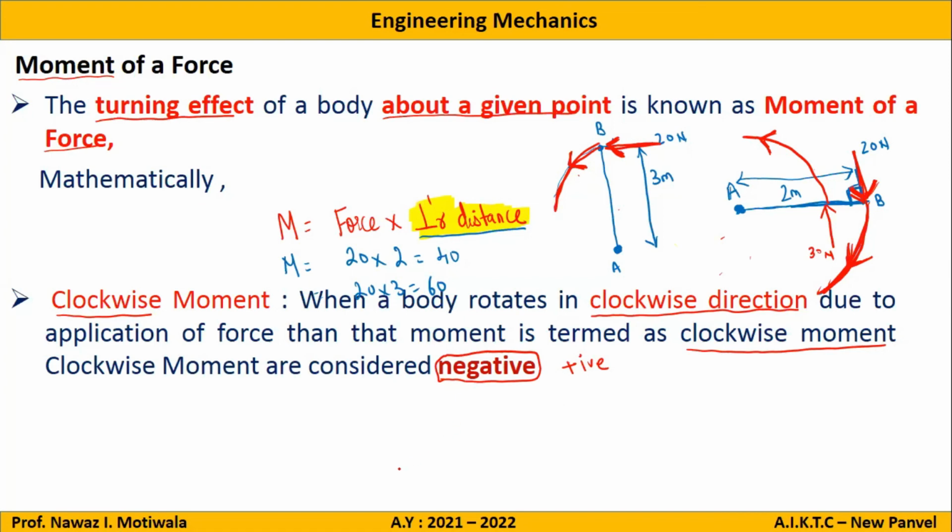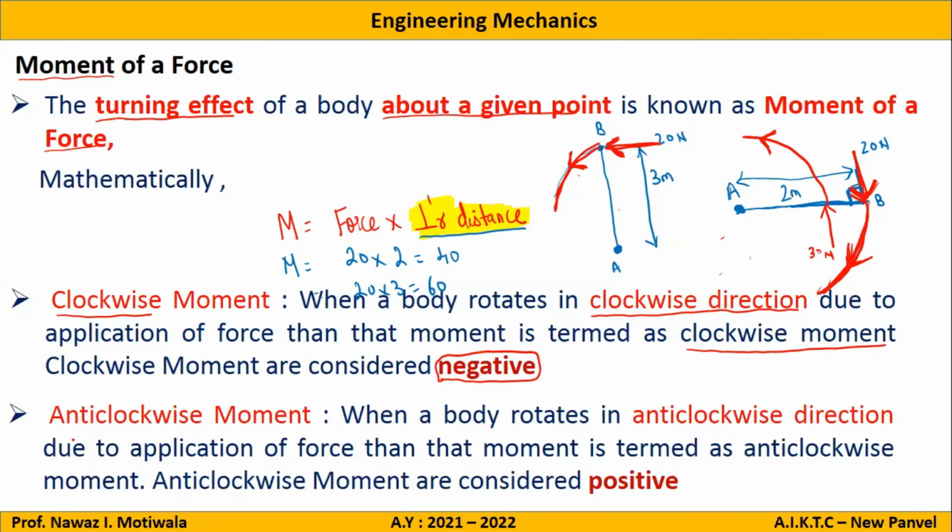But for uniformity in our class, I will be following this one, that consider all the clockwise movement as negatives. Whereas we will see the definition of anti-clockwise movement. So anti-clockwise movement is when a body rotates in anti-clockwise direction due to application of force, then the movement is considered to be anti-clockwise. So I think it is simple now to understand. Yes, sir. And then the sign convention, anti-clockwise movement are considered positive. Because I have considered clockwise as negative, I am considering anti-clockwise as positive.